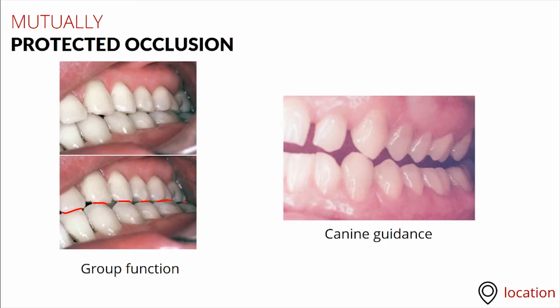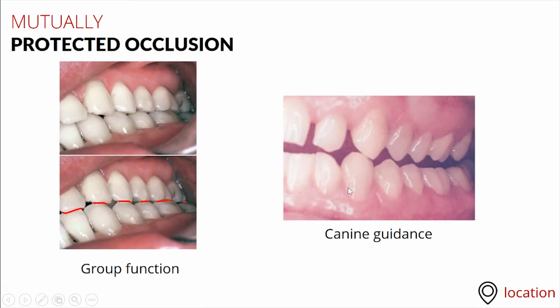So if we take a look at these two different concepts of group function and canine guidance, you'll see that in group function, when you slide your teeth from side to side, you have multiple posterior teeth coming in contact with each other. If we look at that principle of contact in relation to the hinge, the forces generated on the posterior teeth in group function are going to be much greater because these teeth are closer to the hinge axis.